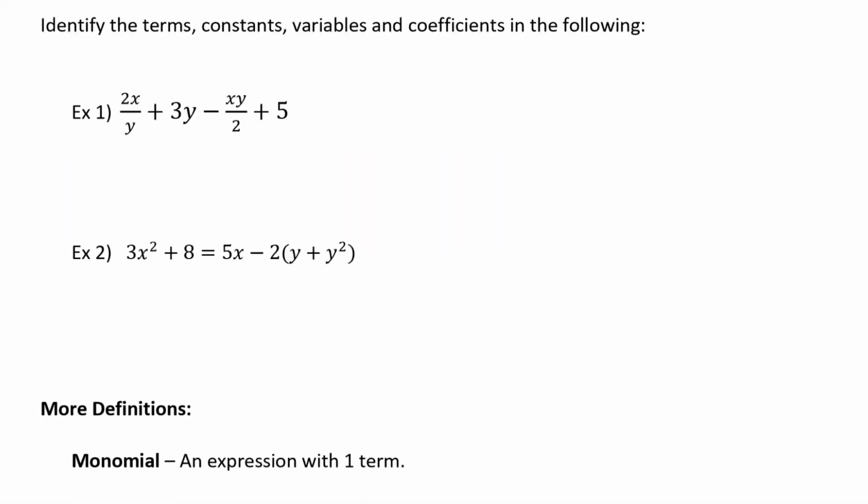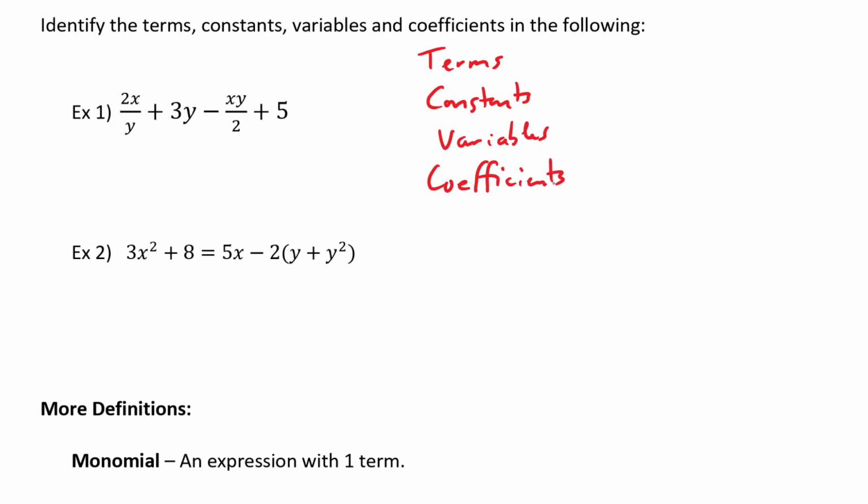Let's examine example 1 and example 2. We have terms, we have constants, we have variables, and we have coefficients. I'd like you now to pause the video and write down each of the terms, each of the constants, each of the variables, and each of the coefficients. Try that now.